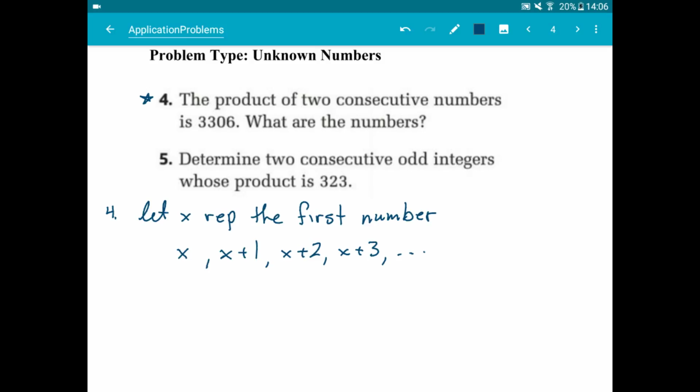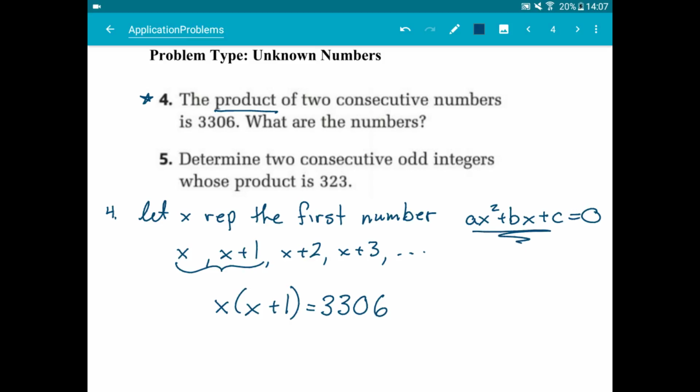So the sum of two consecutive ones, or not the sum, but the product. The product is going to be x times x plus 1, product meaning the answer to multiplication, is equal to 3,306. We've mentioned this before, you have to have things in this form in order to solve them. The quadratics need to be in this form so that you can either factor them or use the quadratic formula. In this case, we're just going to expand the bracket. So we've got x squared plus x, and then I'm going to subtract this other number from both sides, so minus 3,306 equals 0.